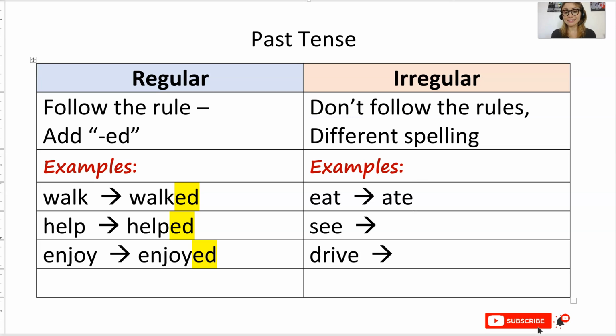Here is see. Do you know this one? Saw. Exactly. So this one is past tense irregular. It has different spelling. It doesn't follow the ed rule.